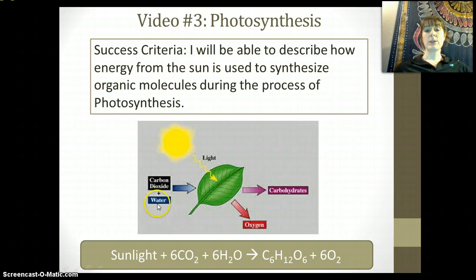To begin with, let's look at the overall equation that's used in photosynthesis. We're going to use energy from the sun as our power source for this. We're going to take 6 carbon dioxide molecules and 6 water molecules, and out of the process we're going to get a glucose molecule and 6 oxygen molecules. Keep this equation in the back of your mind as we go forward.